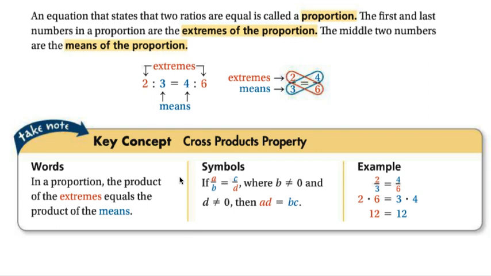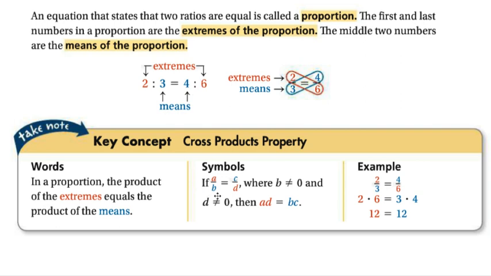An equation that states that two ratios are equal is called a proportion. I like to teach students that a proportion is just two fractions that are equal, because more often than not, you will see them set up as fractions. So the terminology that you need to be aware of is the two outside numbers. Those two outside numbers are called the extremes. The two inside ones are called the means, and that's when you write them as a colon.